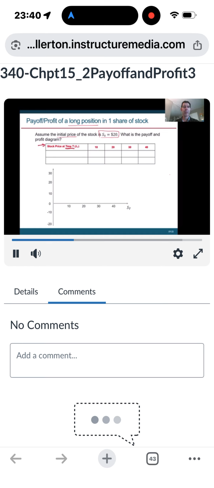And I don't know what the stock price will be worth at time capital T. So I'm going to put down some possible values for that. Maybe it's only worth $10, maybe it's worth 20, 30, or 40. Think of these as possible scenarios for the stock. Now this is going to be my x-axis on the plot that I make, taking those possible scenarios for where the stock could be.